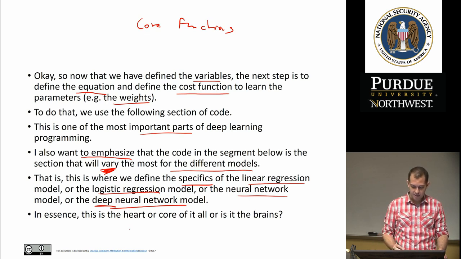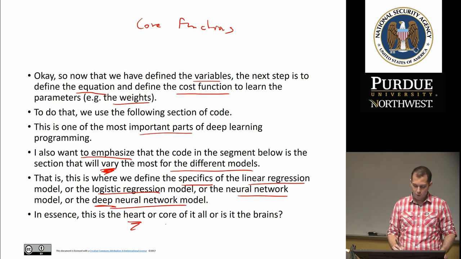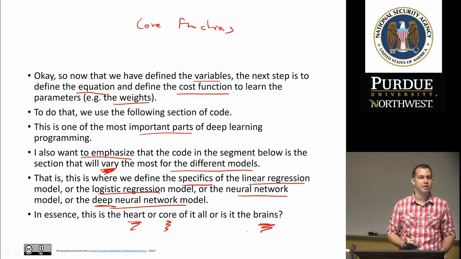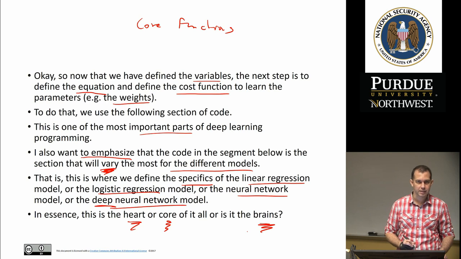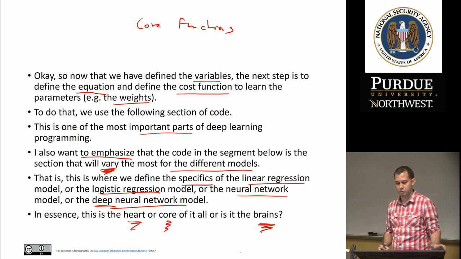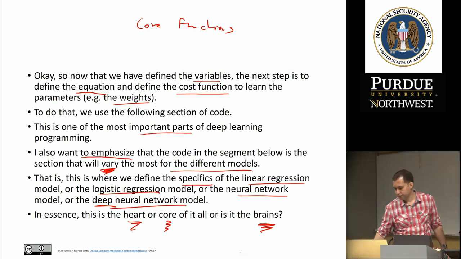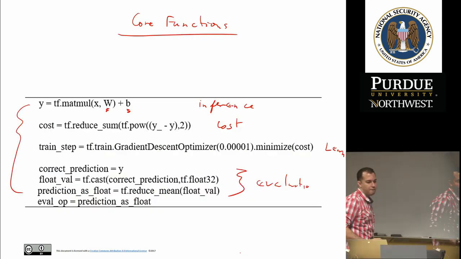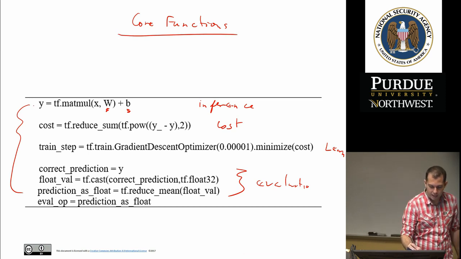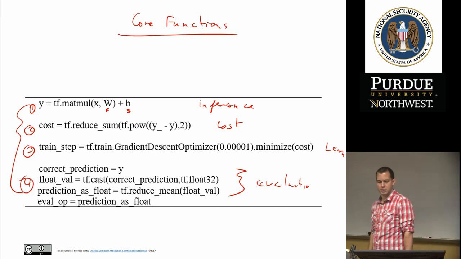So in essence, this is the heart of TensorFlow, or the core of it, or if you're thinking in terms of AI, maybe this is where the brains would be, right? Because this is where all the neurons are connected, and this is where all the magic will happen. Right? So this is certainly very important, all right? And again, it's usually divided into these 4 key sections.